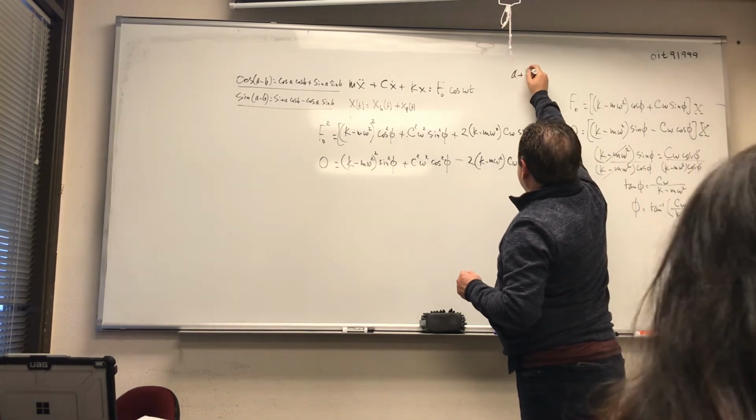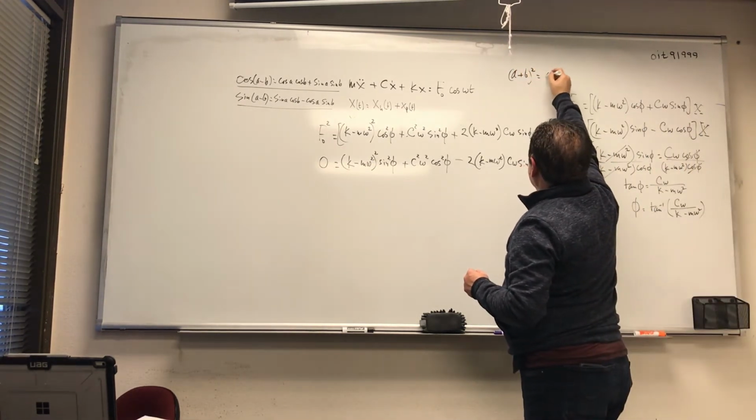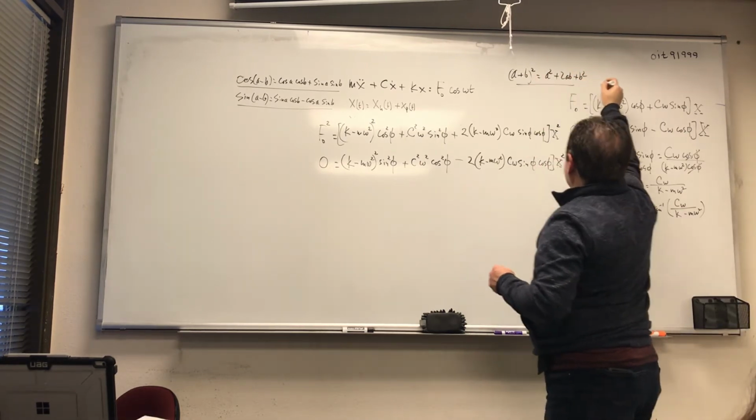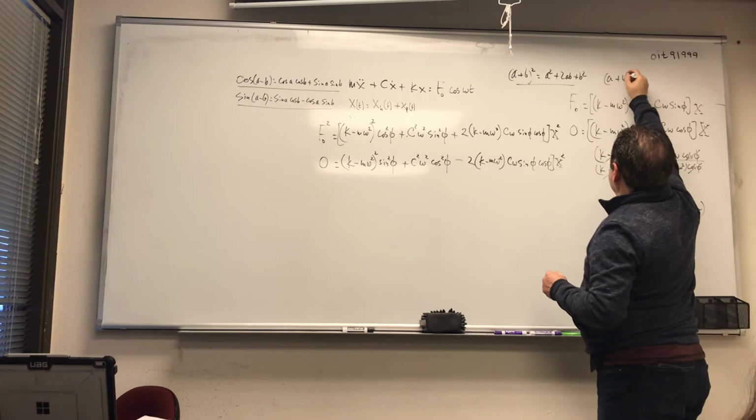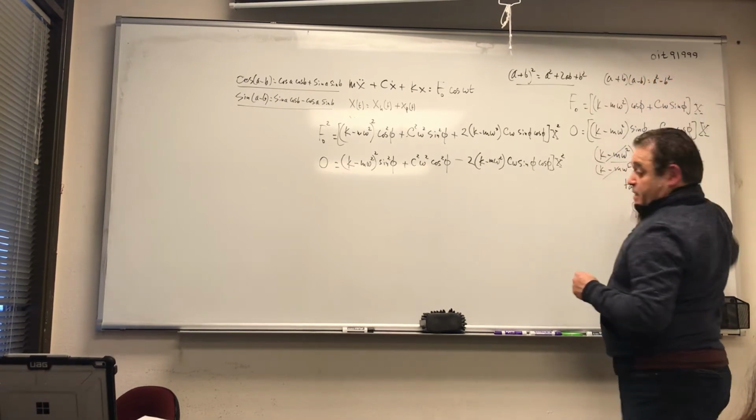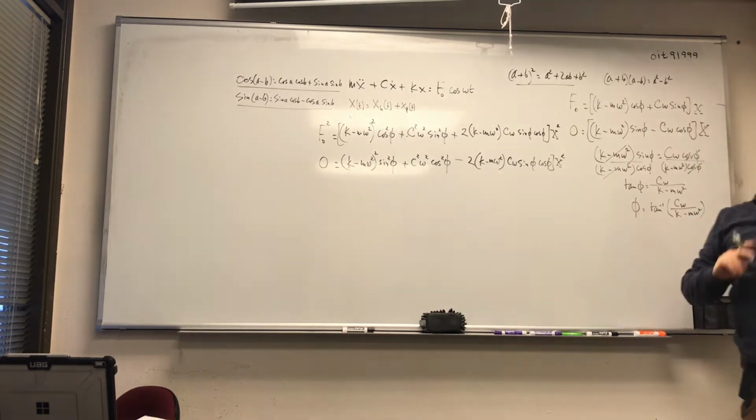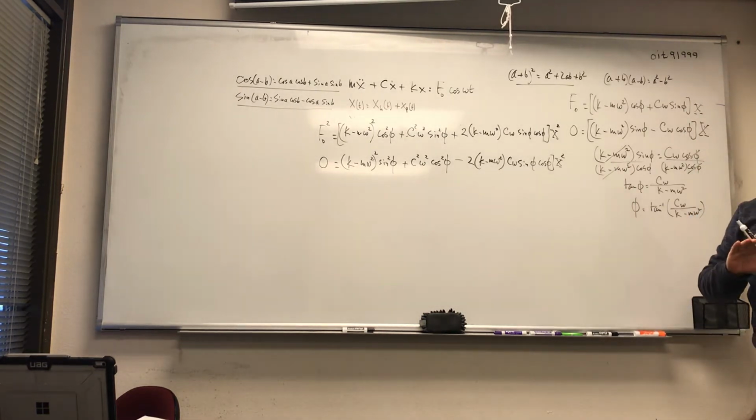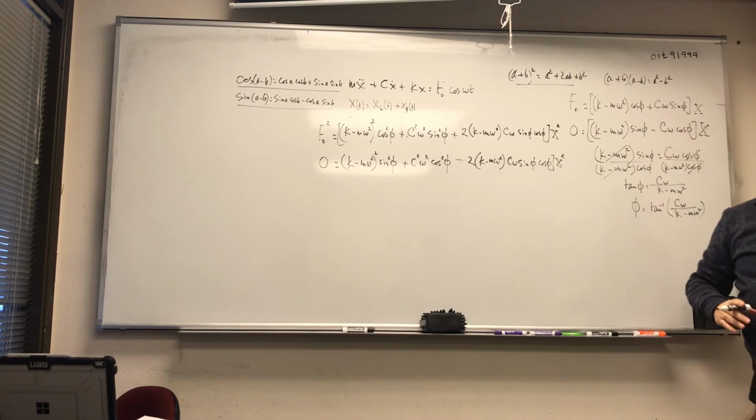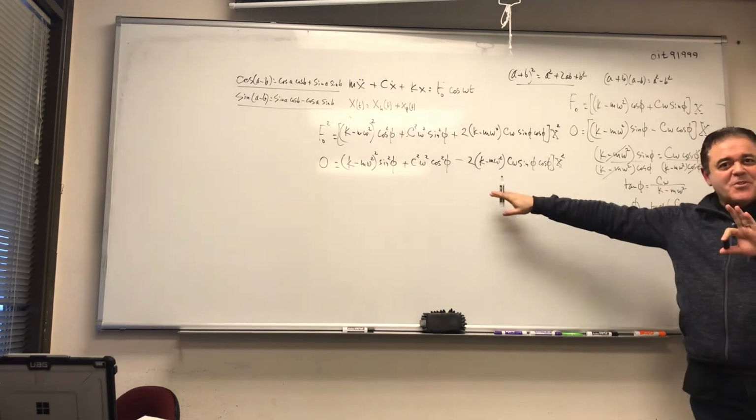(a + b)² is a² + 2ab + b², and then (a + b) times (a − b) equals a² − b². These two are very, very common in engineering, so that's why I assumed you knew them. All right, we're almost done. You use them everywhere.